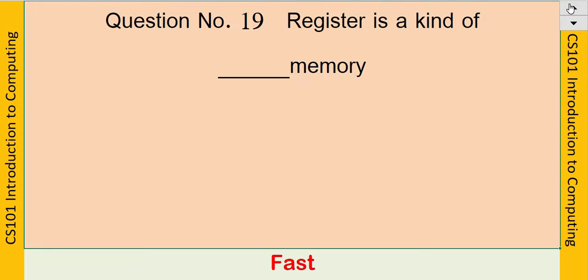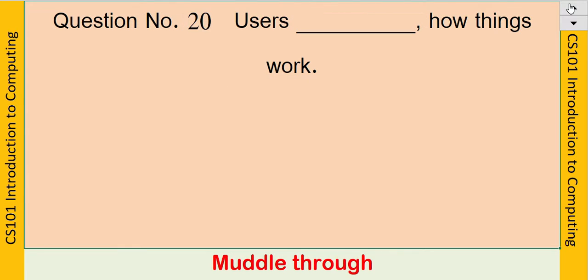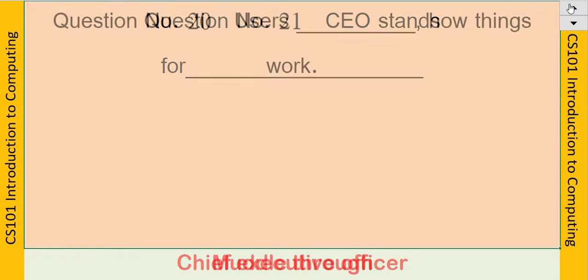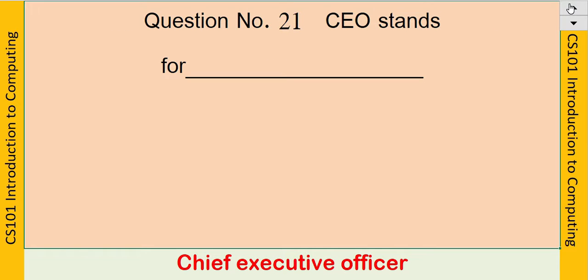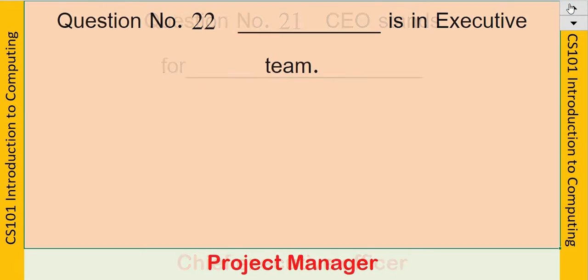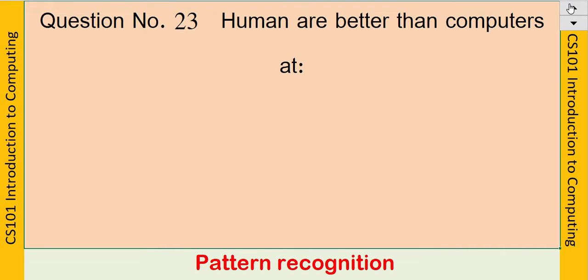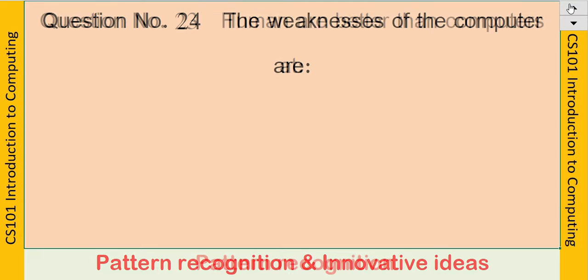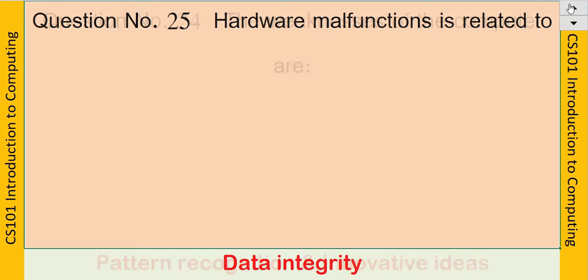Register is a kind of fast memory. Users muddle through how things work. CEO stands for Chief Executive Officer. Project manager is in executive team. Humans are better than computers at pattern recognition. The weakness of the computer are pattern recognition and innovative ideas.